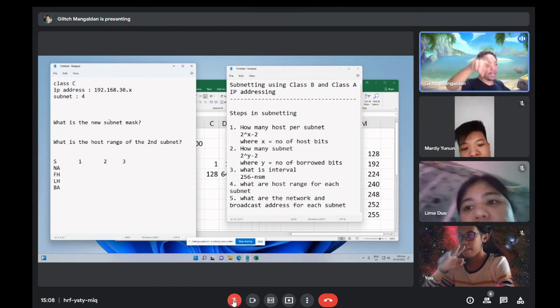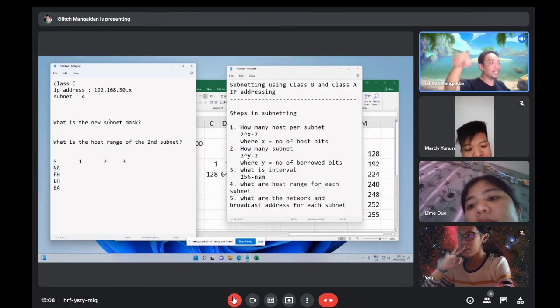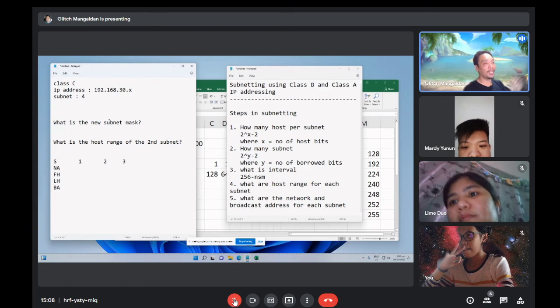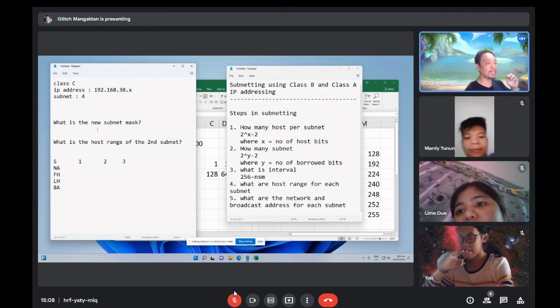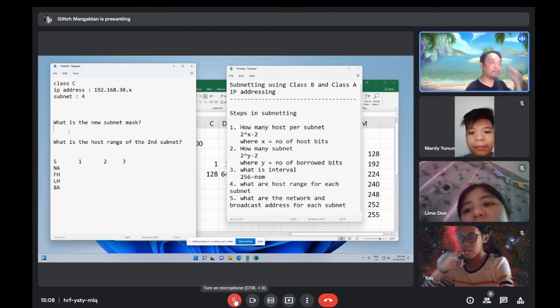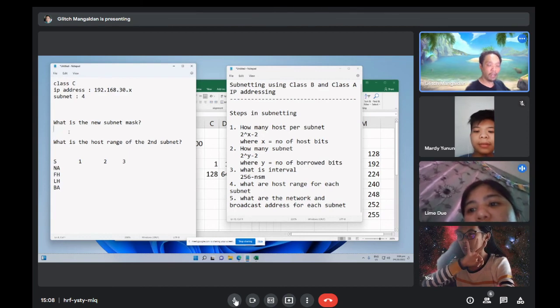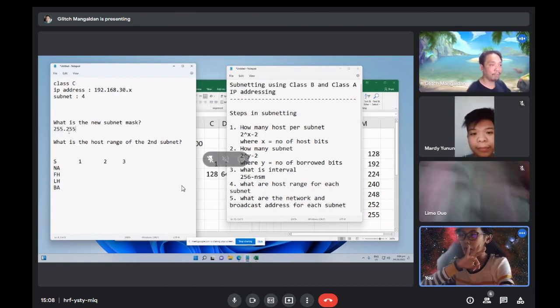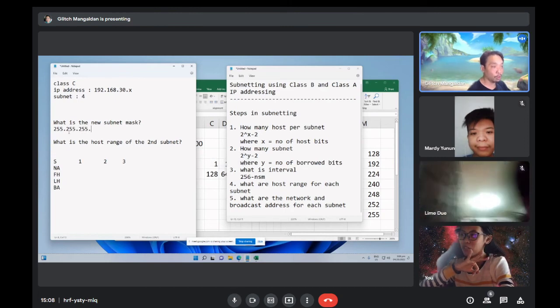Para magiging 1, 1, 1, tapos 5, 0. 0, Tama? 0, 0, 0. Isipin nyo lang. Okay, ngayon. What is our new subnet mask? Ilan yung borrowed bits natin? 3. Okay, po. So this will be 255, 255, 255.224. Tama?